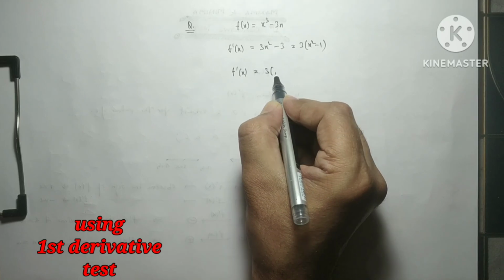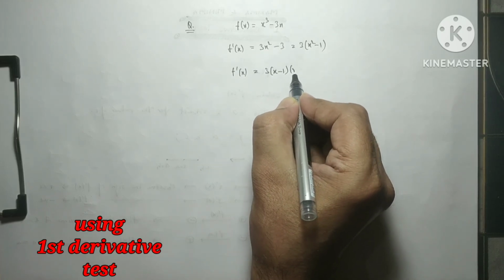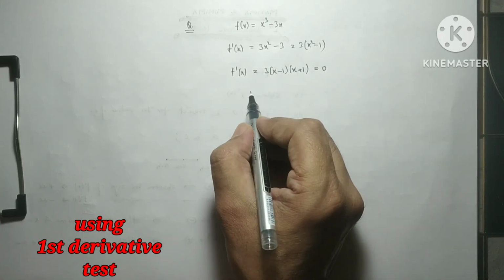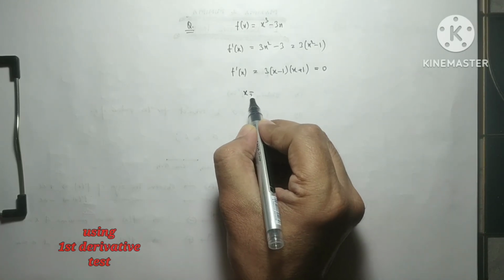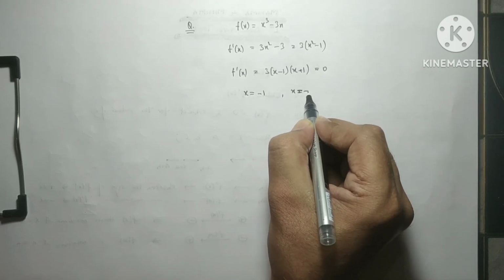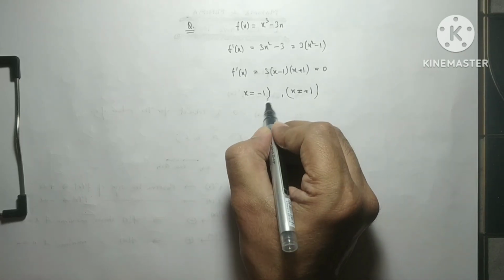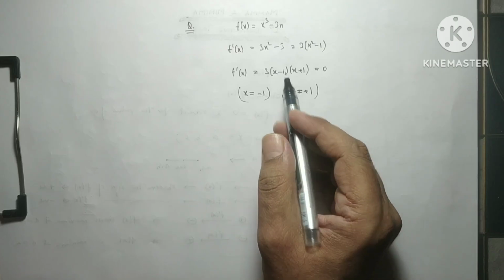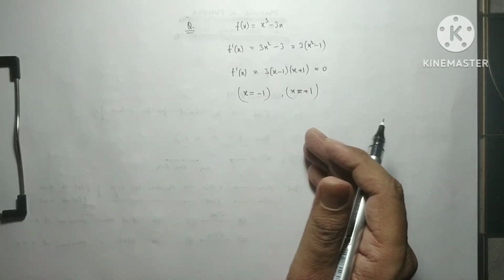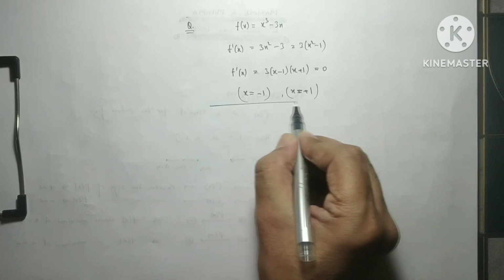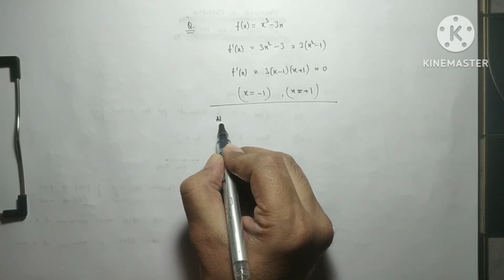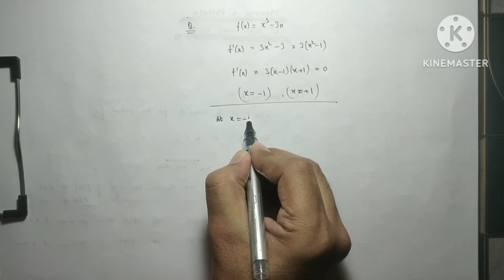So 3(x minus 1)(x plus 1) equals 0. So we get the values of x: x is minus 1 and x is plus 1. So we have these two values on which we will check maxima and minima and get the maximum and minimum values. So first we take minus 1, so at x equals minus 1.